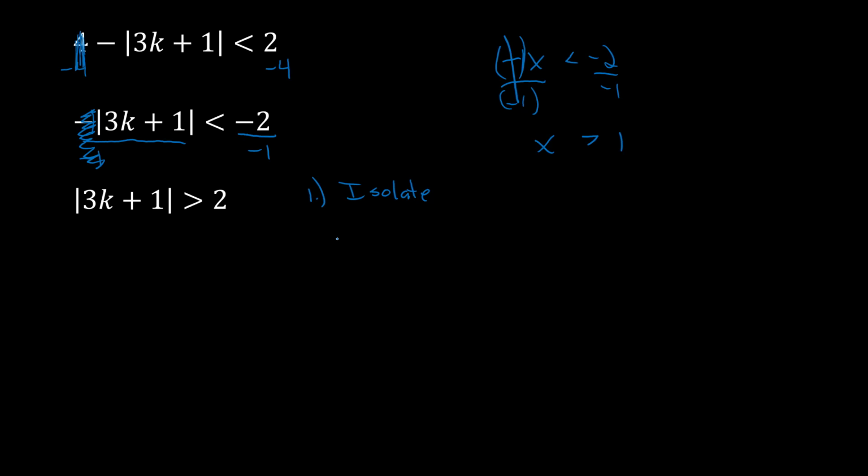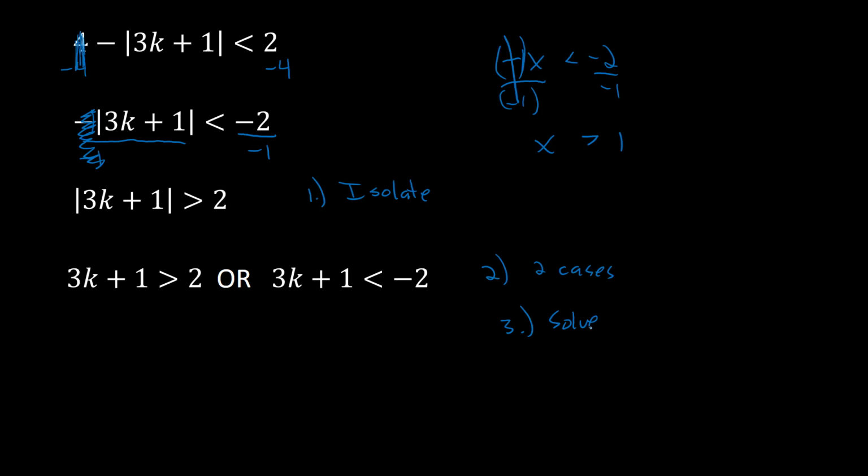And then step 2 is to set up our two cases. So your two cases are just like what we've done in the last two slides, where I can set 3k plus 1 to be greater than 2. And then case 2, I just switch the inequality from a greater than to a less than, and from +2 to a -2. So we've set up our two cases, and now we can solve.